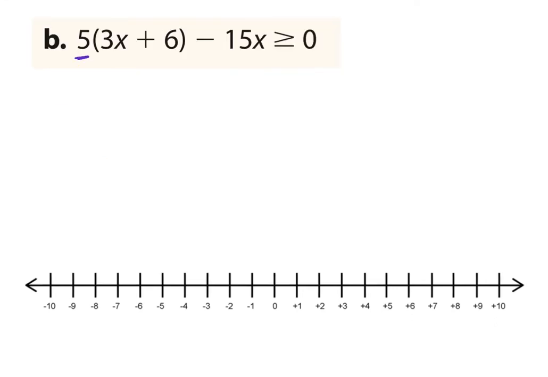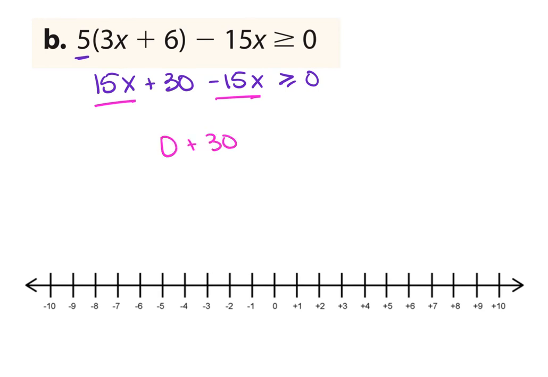Same thing here. We're going to distribute my 5 through. 5 times 3x, 5 times 6, minus 15x, greater than or equal to 0. Combine my terms, simplify my left-hand side. 15x and negative 15x. Once again, we get 0, right? Plus 30 is greater than or equal to 0. I can combine more like terms. 0 and 30 give me 30 is greater than or equal to 0.